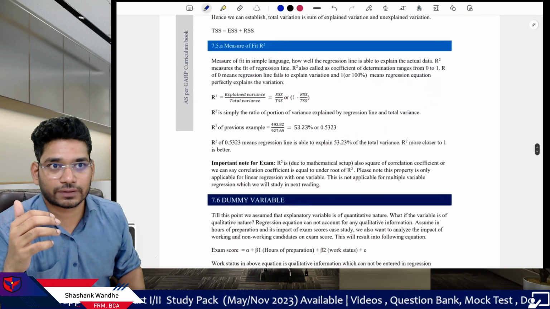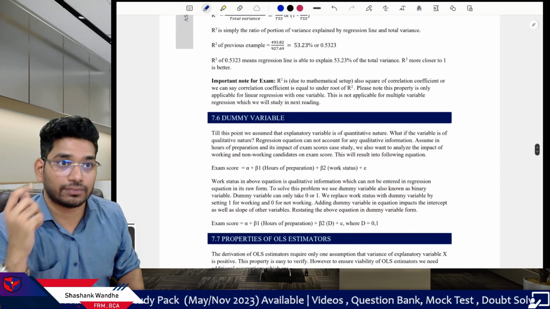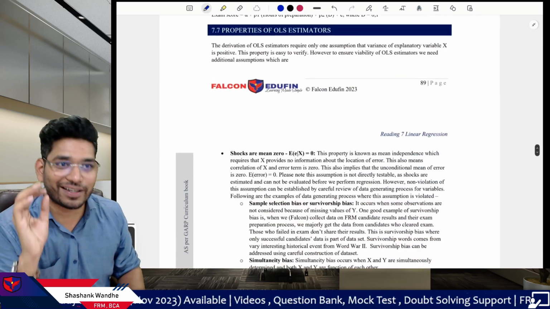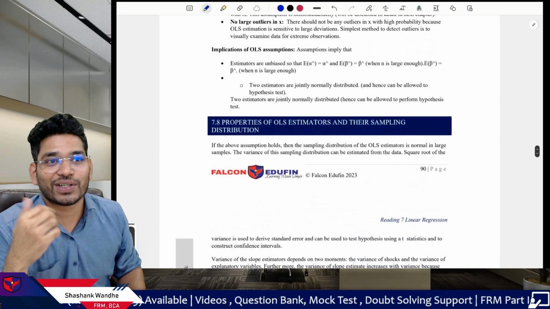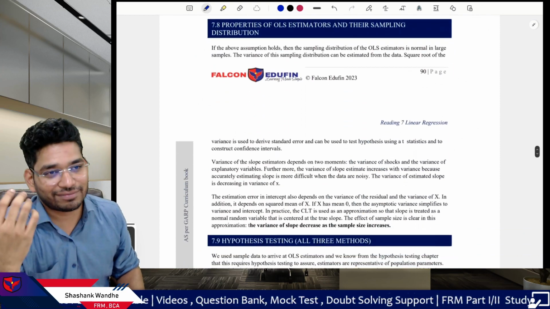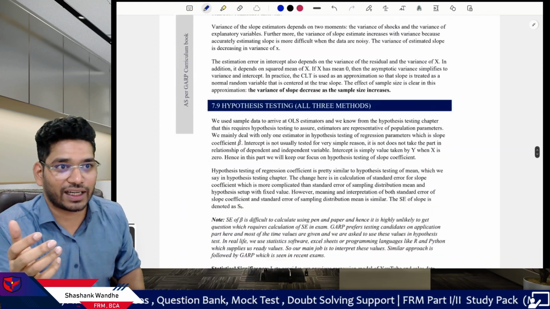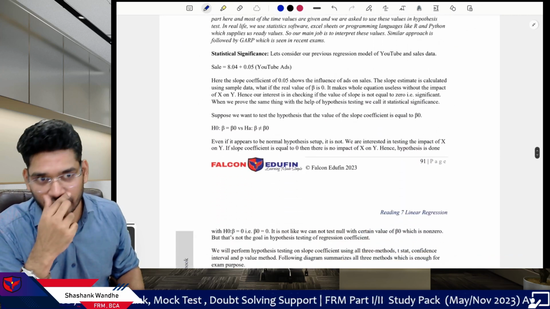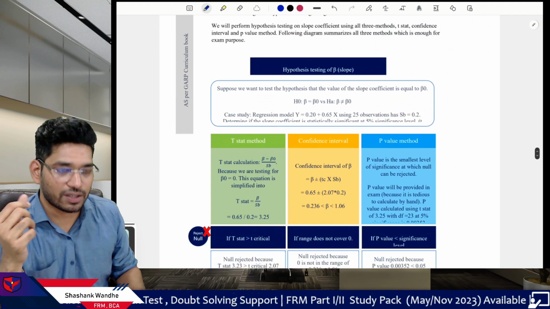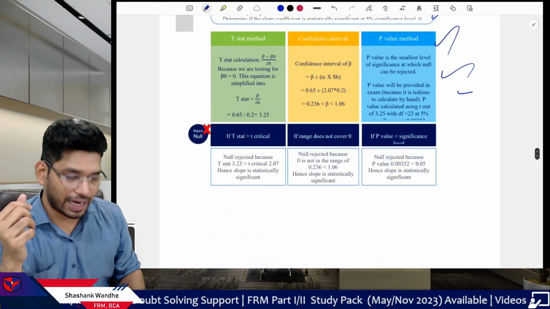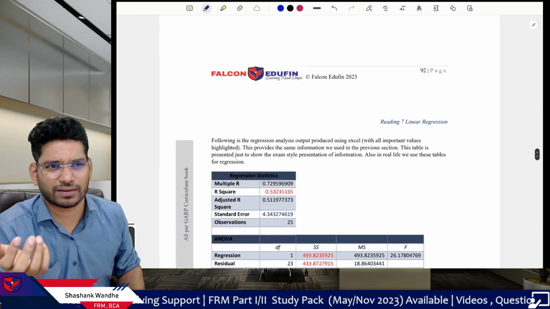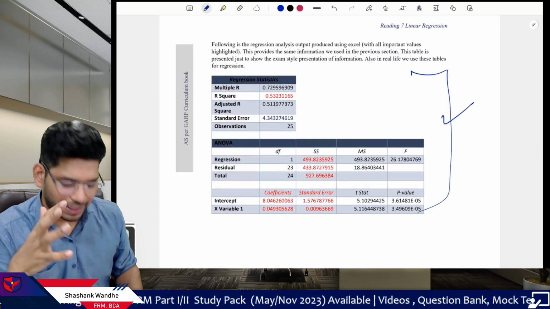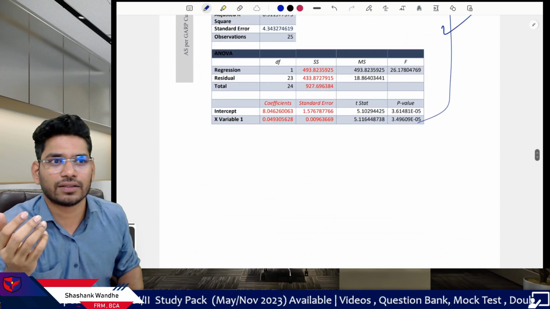Then we have a measure of fit, R square, very important. Dummy variable, very important. Properties of the OLS estimator, very important. This particular topic is mostly testable in most areas. Then hypothesis testing, not that much testable. Even if you remember the final rules of hypothesis testing, this is the table so that you understand all the rules. That much is enough. And this is ANOVA. Understand how to use the ANOVA table, and that's it.